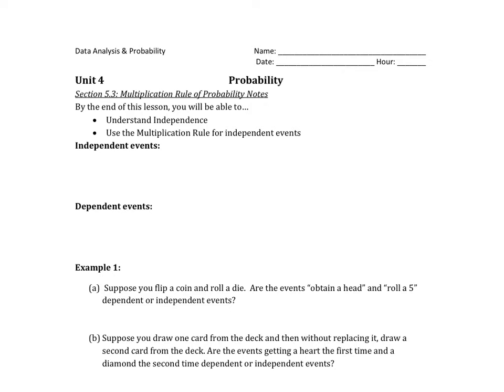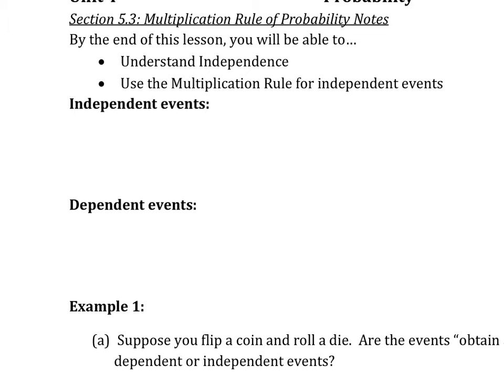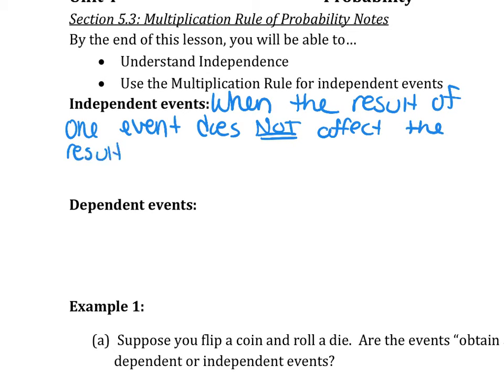So independent events are when the outcome of one event does not affect the outcome of another, or when the result of one event does not affect the result of another.